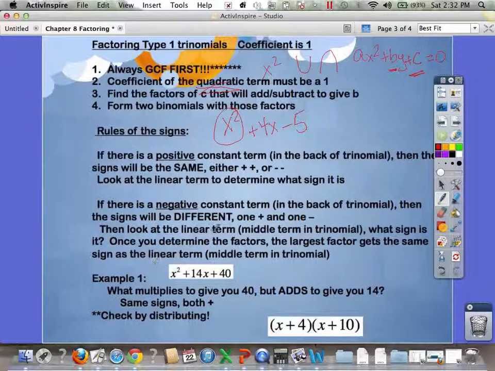Okay, so example 1 says x squared plus 14x plus 40. Notice that we have a plus in the back end, so that means that the signs are going to be the same. So what you do is you start and you make a couple sets of parentheses. Make it big enough where you can put two numbers in there, okay? These are going to be our factors. All right, so we know that it says positive, so that means the same sign. You look in the front, and they're both going to be positive. So you go ahead and write that in, plus, plus.